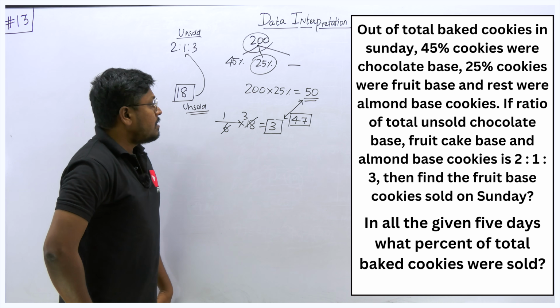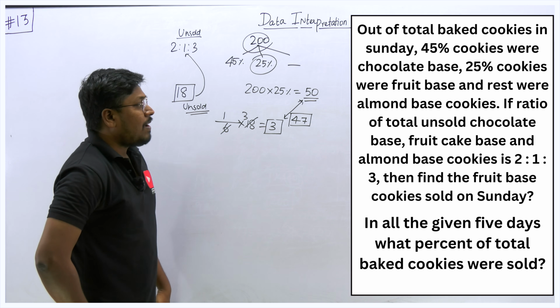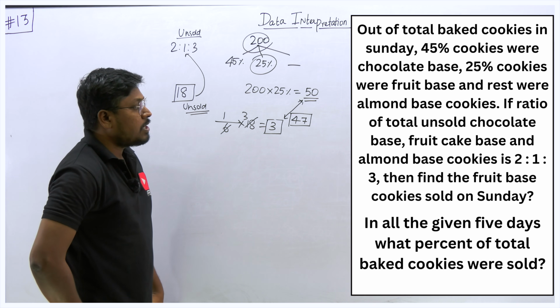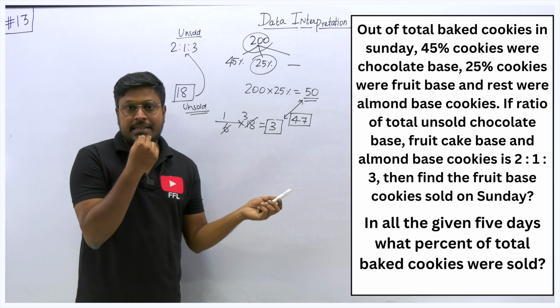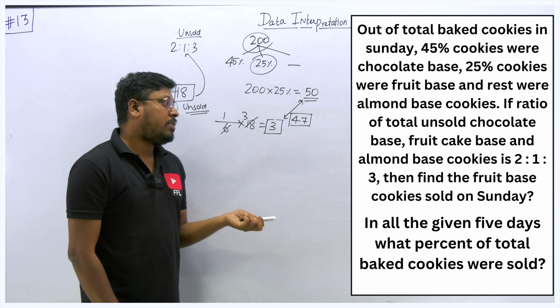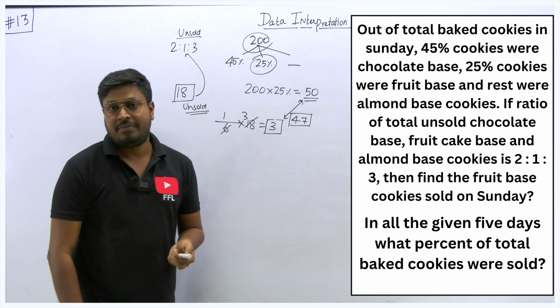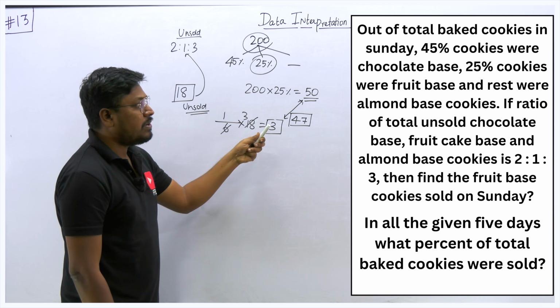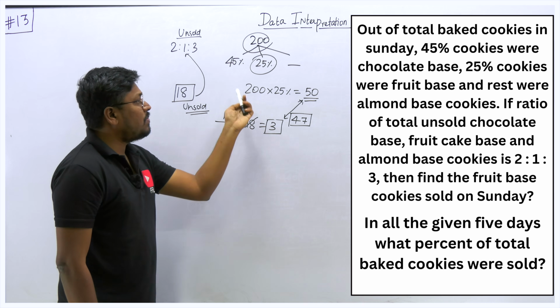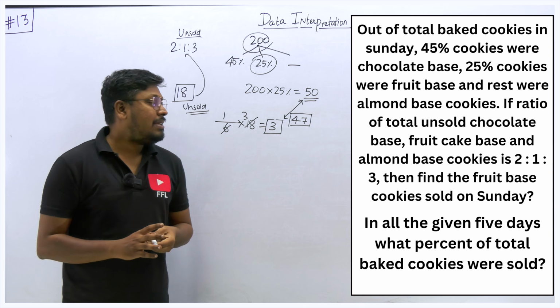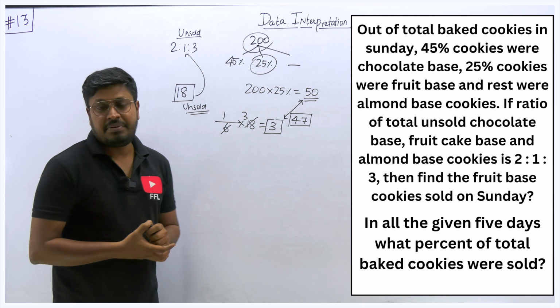And the next question: in all given 5 days, what percentage of the total baked? That is easy. The next question is easy, right? I hope you have taken the test. So for the next question, we have to find the total. We just need to add and divide by 5. That will be the answer for the next question. I hope many students usually make mistakes in these kinds of questions. Okay, let me see the next question.